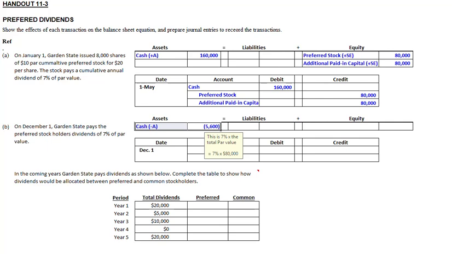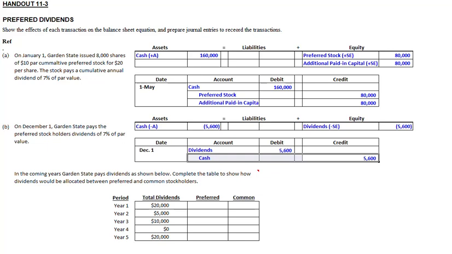So they will receive 7% times $80,000, or $5,600 in cash. We'll have a decrease in cash by $5,600, and we will decrease stockholders' equity by $5,600. Of course, we record that decrease in stockholders' equity with a debit to dividends, and we record the decrease in cash with a credit to cash for $5,600.